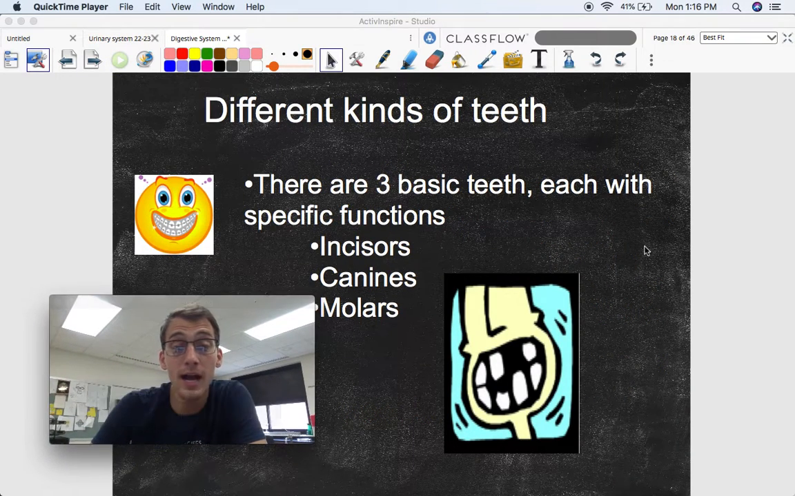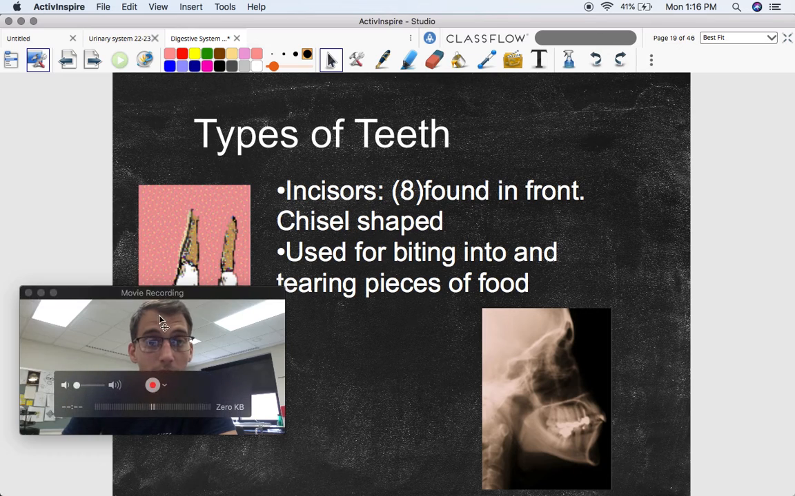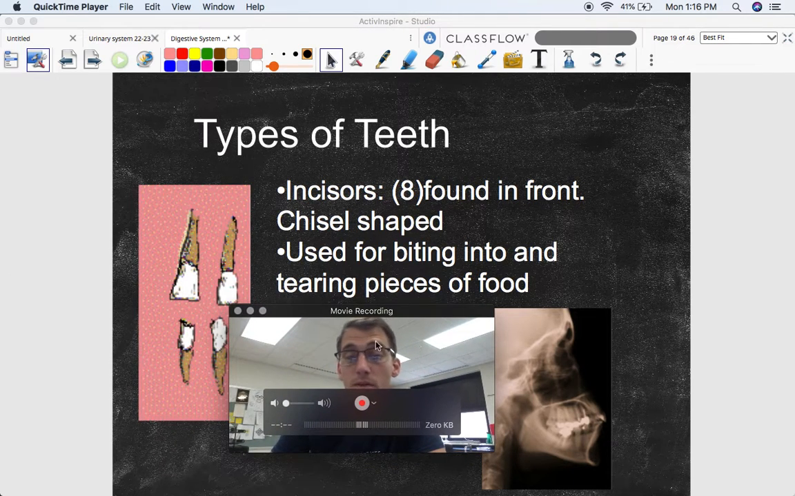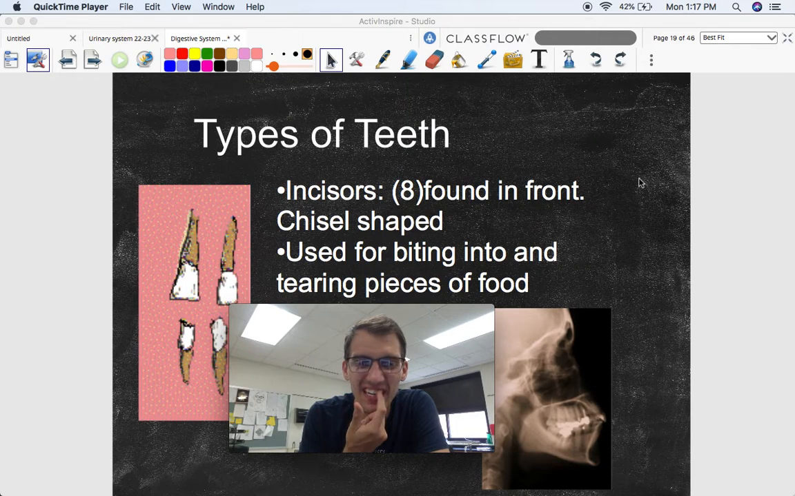Okay, there's 3 different kinds of teeth, and I'm sure you may or may not have heard these before if you've ever listened to your dentist talk about them. You have incisors, you have canines, and you have molars. So let's talk about those 3. Okay, the first kind of tooth that we're going to talk about are the incisors. You have 8, and they're found in the front. So you got 4 up here, you got 4 right there, and they are shaped like chisels.